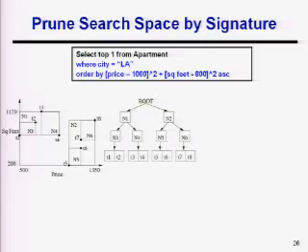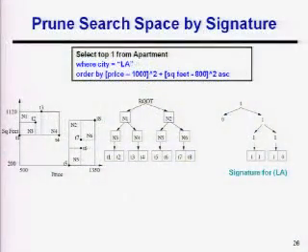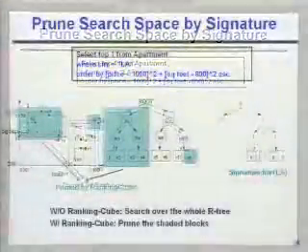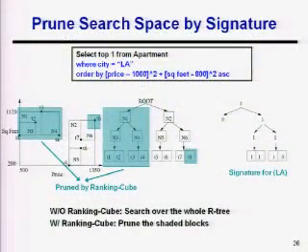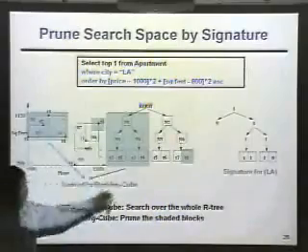So using this signature, we can again prune such a space. For example, given this LA signature, given this bitmap tree, we know this region can be pruned because we know there are no data in this region satisfying this selection condition. So without rank cube, we will search the whole tree, the whole overall region, and with rank cube, we will prune the shaded blocks.